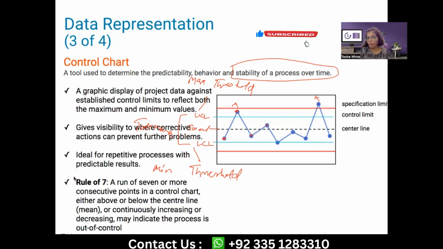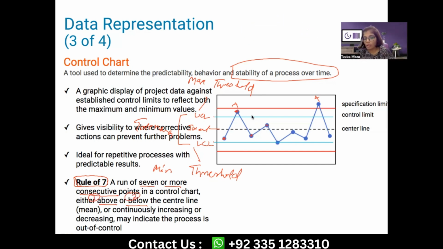Accordingly, we have a rule of 7. Like, at what point we should stop the process and go back to do RCA. The rule of 7 defines that. The rule of 7 defines that if you have 7 or more consecutive points, a point is a product, right? In a control chart, either above or below. So that's the first criteria. That's the second criteria. It's like above or below.